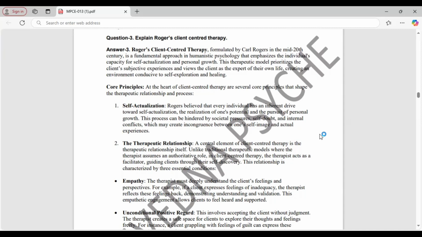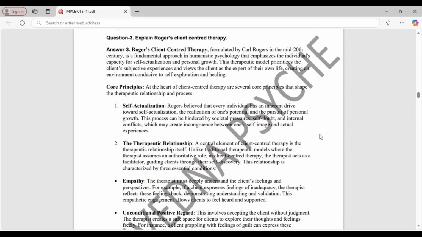Client centered therapy is built on essential principles shaping the therapeutic relationship. And the four principles are self actualization. Individuals have an inherent drive towards self actualization, aiming to realize their potential. This can be obstructed by societal pressure and self doubts, creating incongruence between self image and experiences.